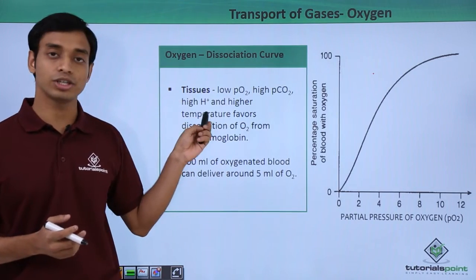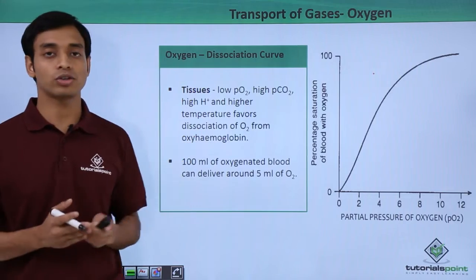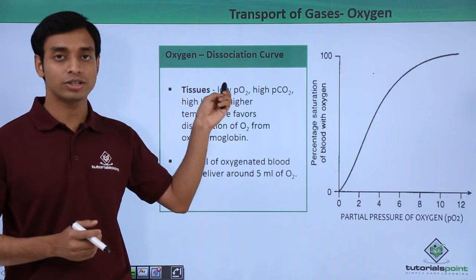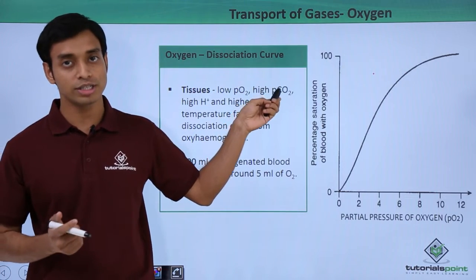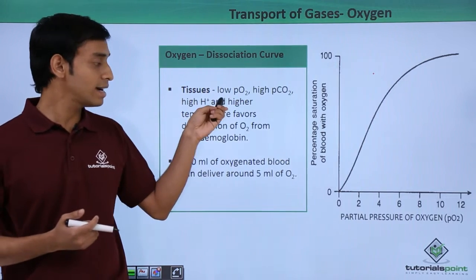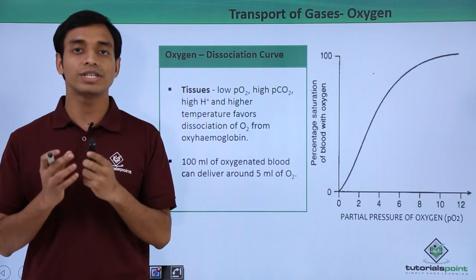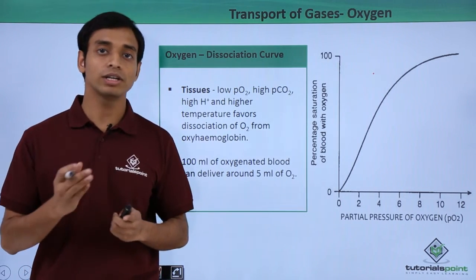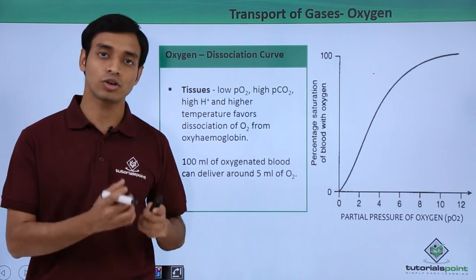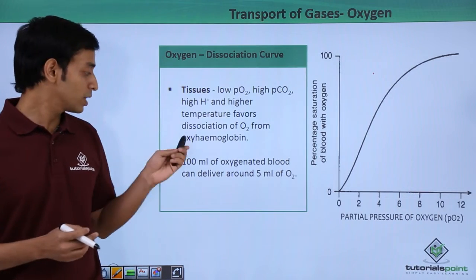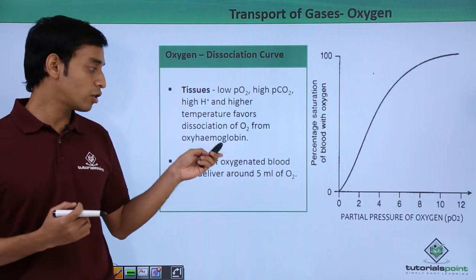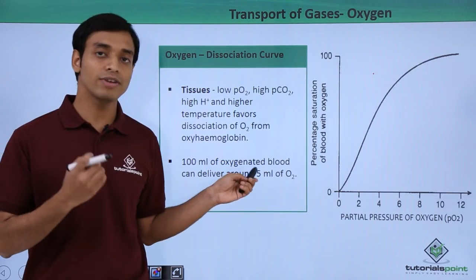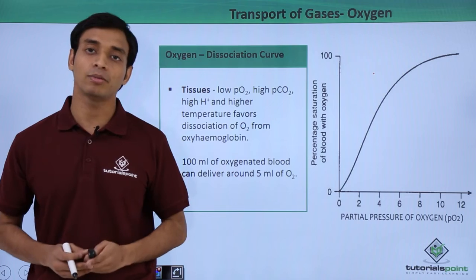So these are the 4 different conditions which favor the dissociation of oxygen from oxyhemoglobin: low partial pressure of oxygen, higher partial pressure of carbon dioxide, high H+ ion concentration and higher temperature. These conditions allow the dissociation, so that the hemoglobin leaves oxygen and the tissues and cells can utilize it for their metabolic activities. Now 100 ml of oxygenated blood, which gets oxygenated at the alveoli, can deliver around 5 ml of oxygen to the cells and the tissues for their metabolic activities.